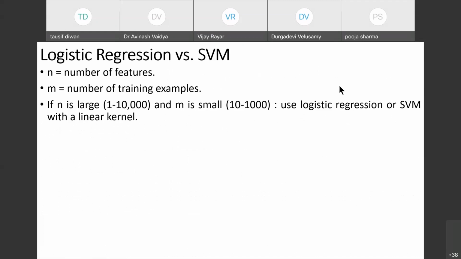There are some thumb rules. Suppose n is large and m is small. If that is the case, then use logistic regression or SVM with the linear kernel. You will get almost similar performance using logistic regression or using SVM. SVM with linear kernel is simply SVM only.